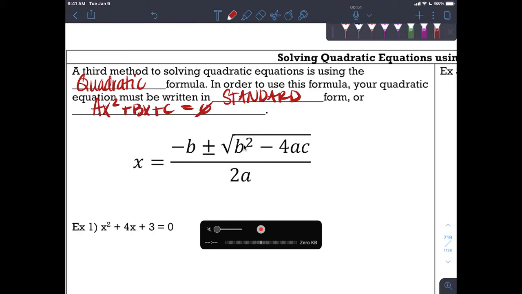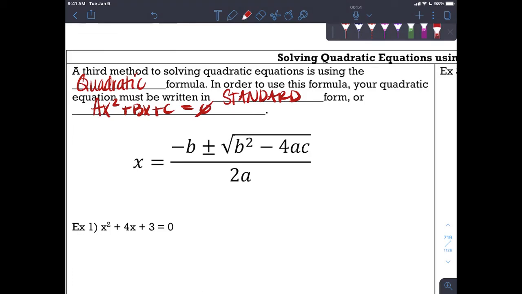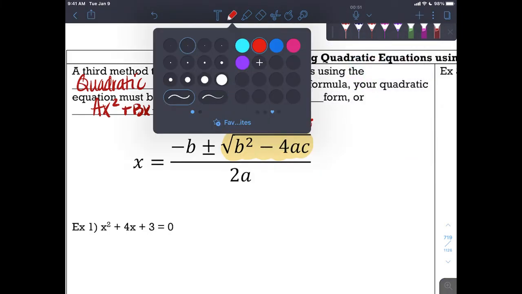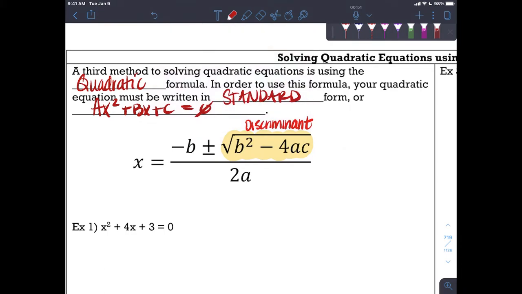Not really sure why they write them lowercase here and uppercase there, but that's just the way it is. Now, more importantly, this part here is what is referred to as my discriminant. Now, this discriminant will determine how many solutions I have, meaning how many times my graph will touch the x-axis. Okay? So the discriminant is only the part that's inside of the radical. It doesn't include the radical. Okay? So, what does that mean?